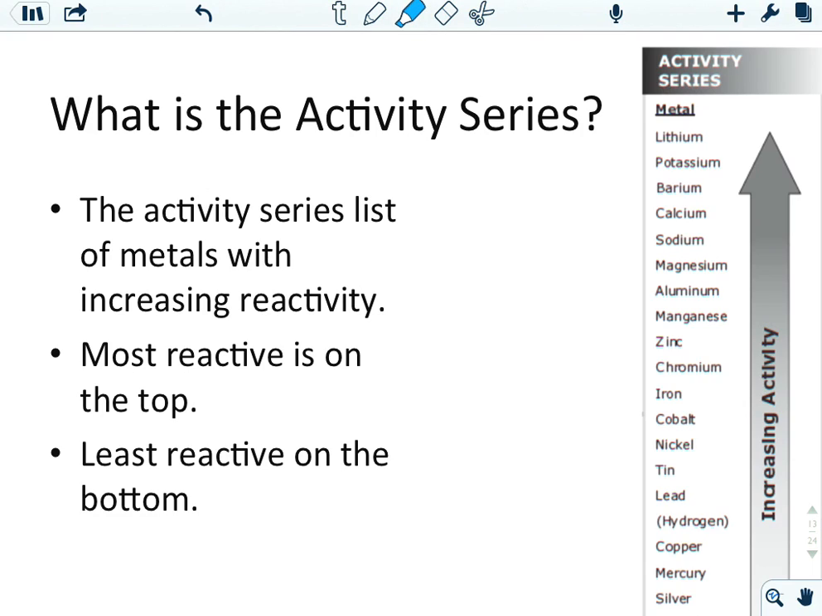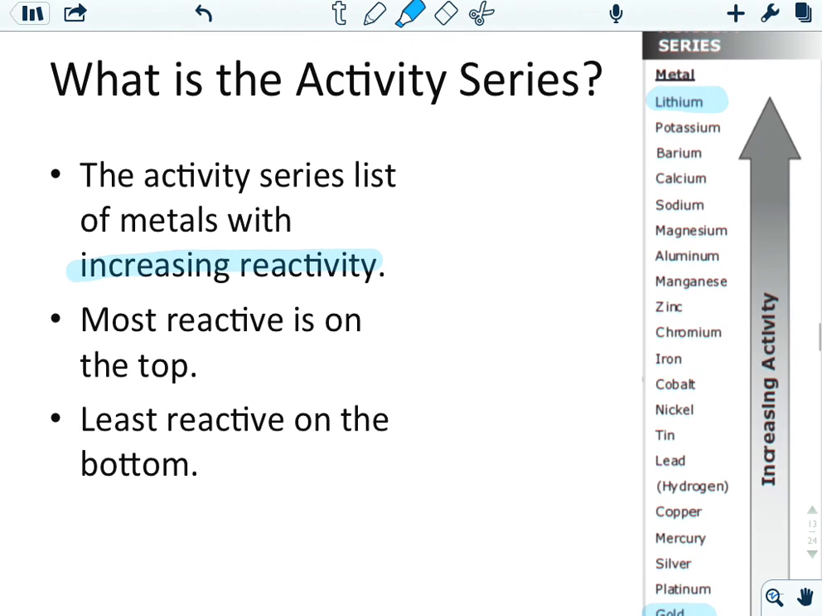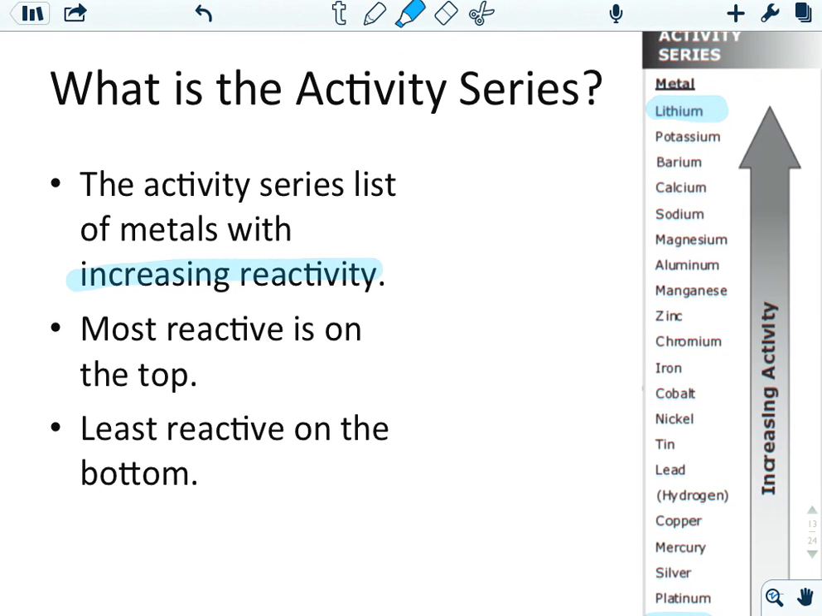The activity series is a list of metals with increasing reactivity. Basically what this means is that the most reactive is on the top of the list. So we see lithium's up here, on the very top. It's the most reactive metal. The least reactive metal will be on the bottom, so we see that gold is way down here, and so it's the least reactive metal. So the most is on the top, the least is on the bottom. And the way that it works is that when you have something that is on top, it likes to react more and will actually switch places with something that's below it.